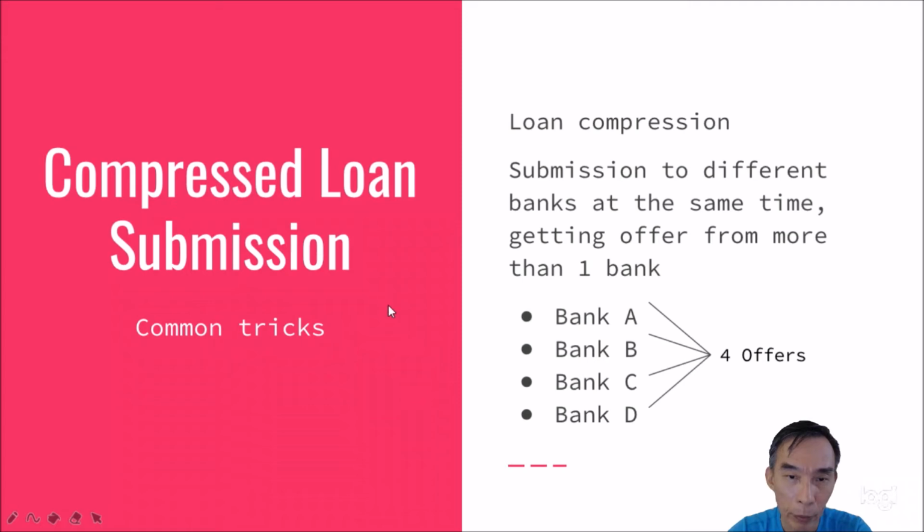The other part I want to talk about is the scams that they used to do. So all these are loan compression. They call it loan compression because they compress all the loans at one time. That means to submit all the applications to all the banks at one time. So all the banks will offer at one time. They are not able to check at one time.